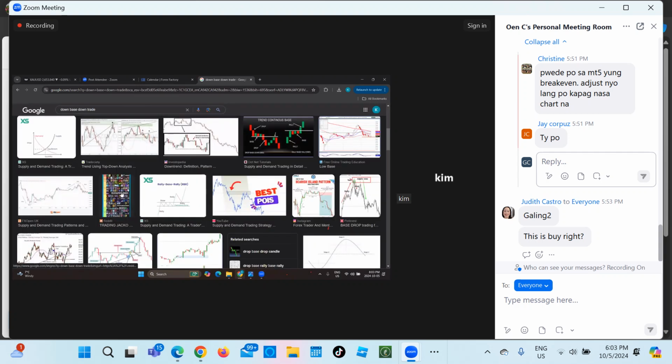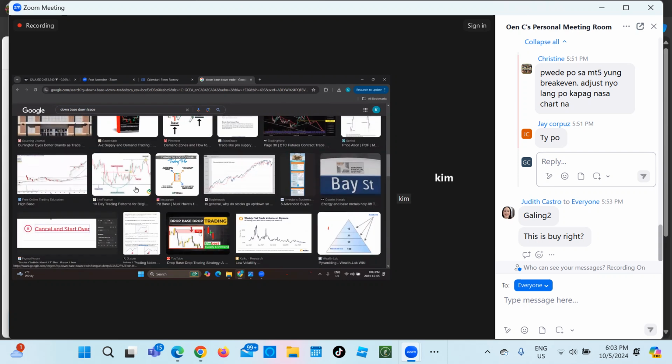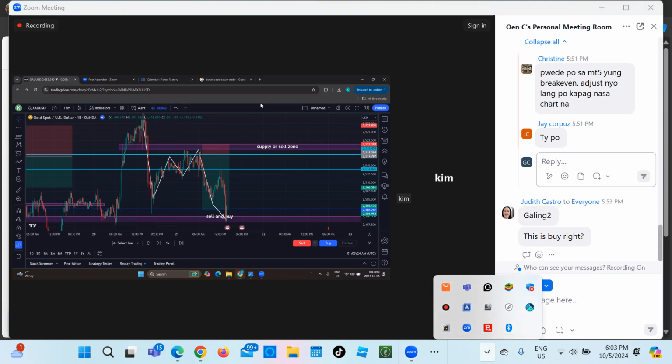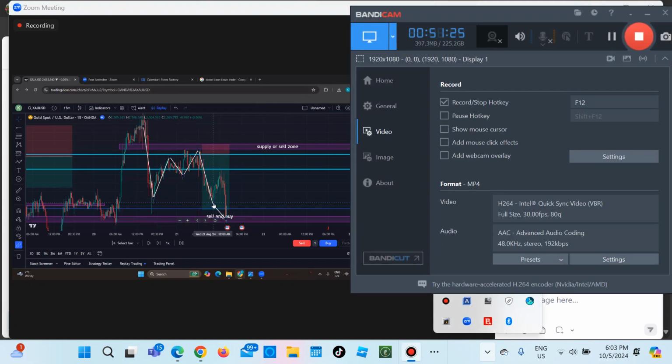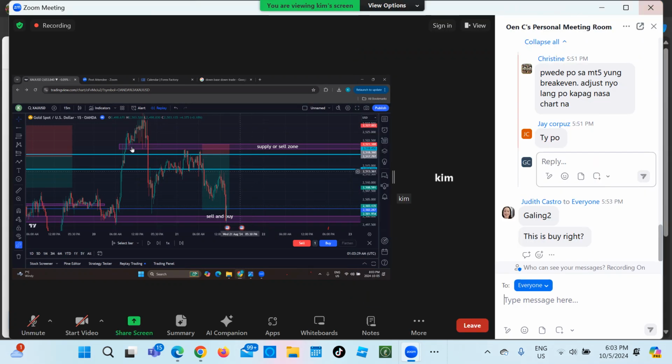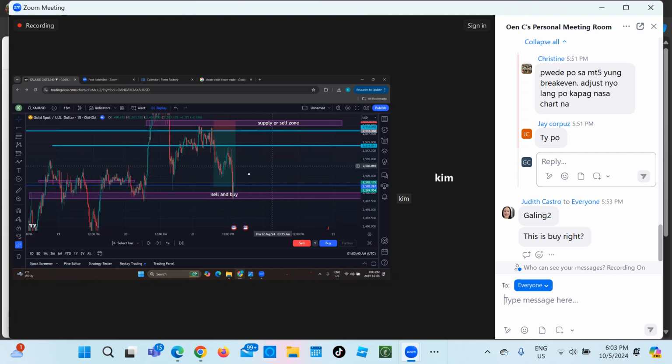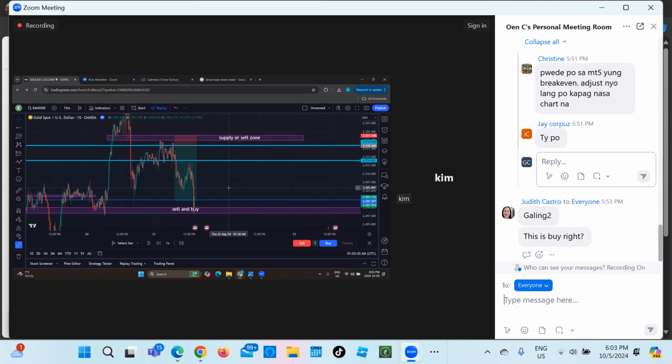Which is a good example. Parang ganyan, yan. Ganyan, just like that. Right? Ngayon, pumunta na ngayon sa buy zone natin. This yung kanina, right? Pumunta siya ngayon doon. Anong price na niya? 2503. Right? Pumunta na siya doon.